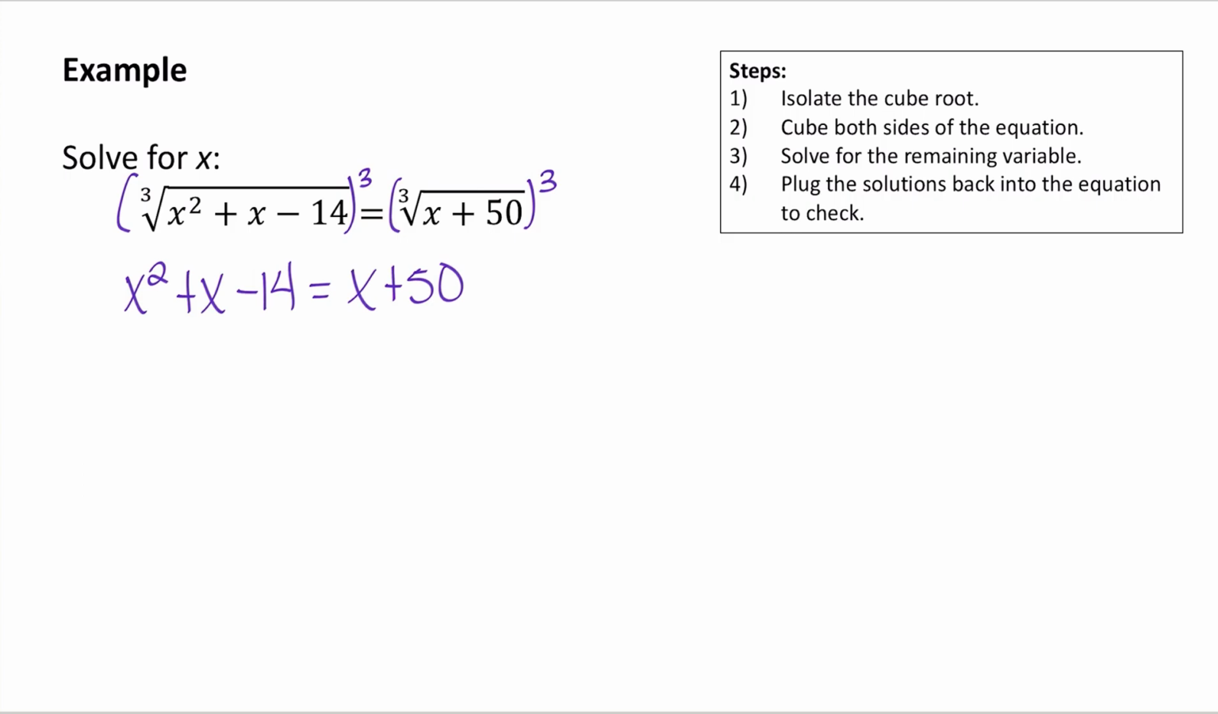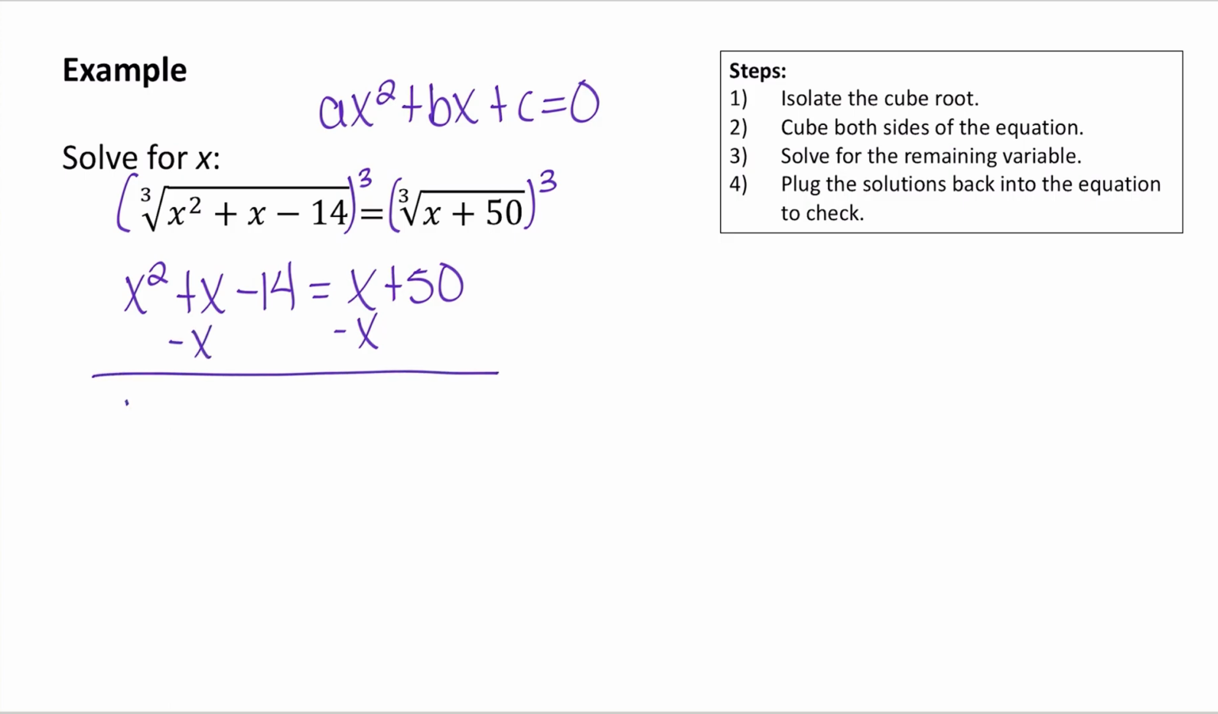Well, notice that it is a quadratic. Remember, whenever we have quadratics, we want them to be in ax squared plus bx plus c equals 0 form. So we need to set this quadratic equal to 0. We can do that by moving over the terms. I'm going to start off by subtracting x.